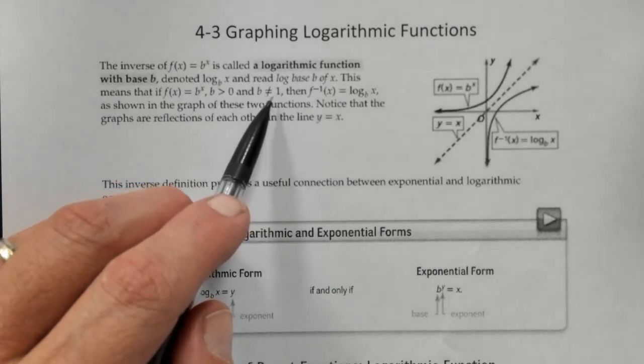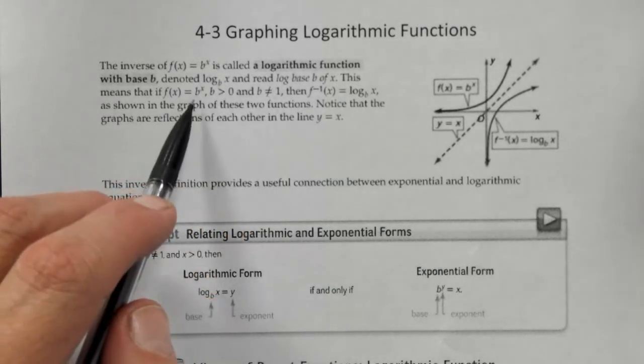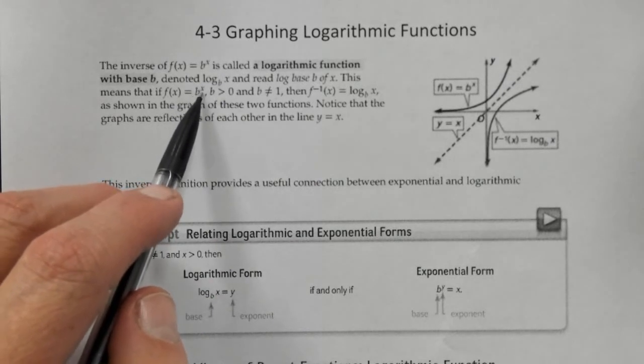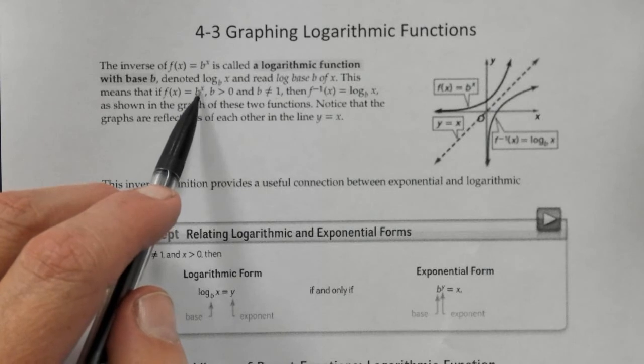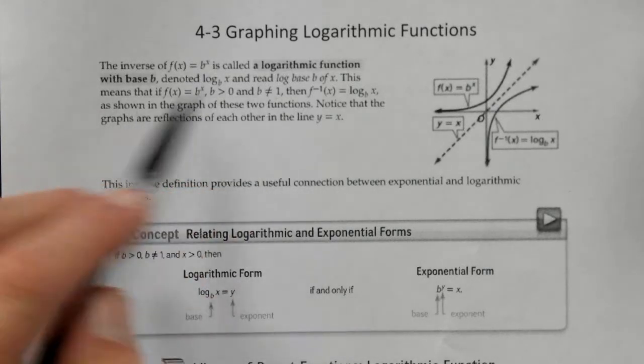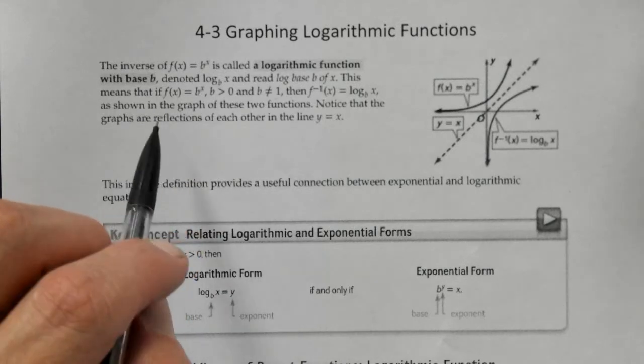And b also cannot be equal to 1. So your base cannot be 1, because what happens then? Well, if my base is 1, it doesn't matter what power I raise it to. It's still always going to be 1, and then it's just in essence a constant function. So it wouldn't really be exponential anymore in that case.